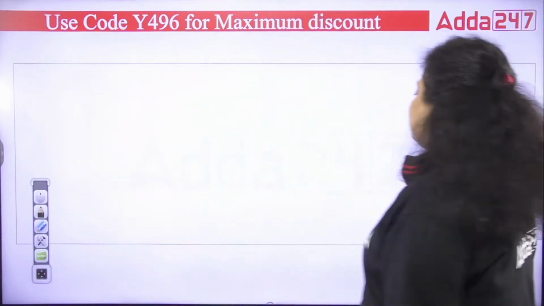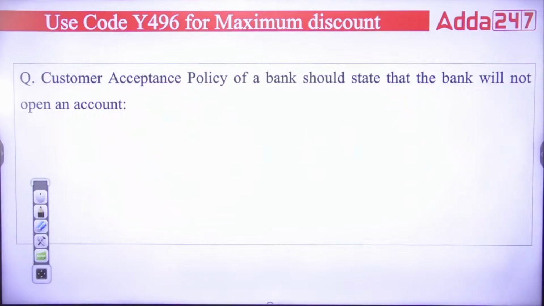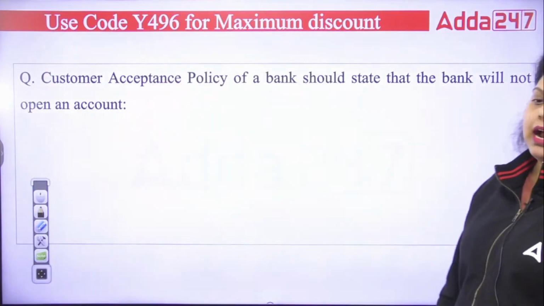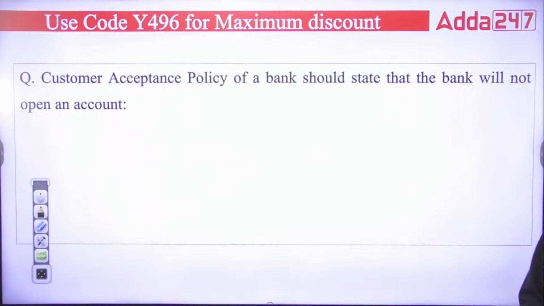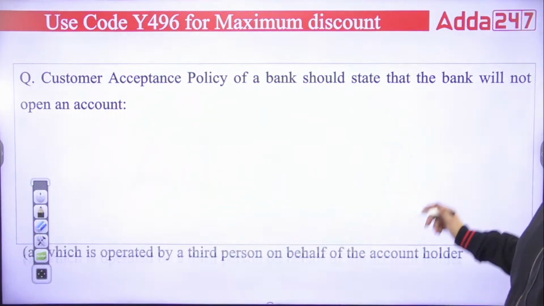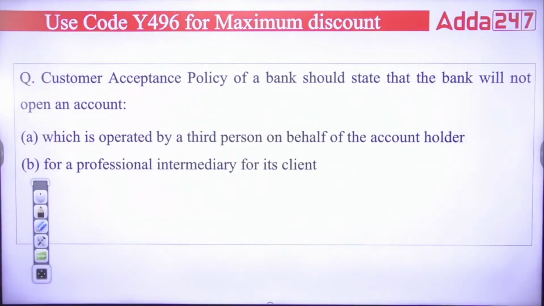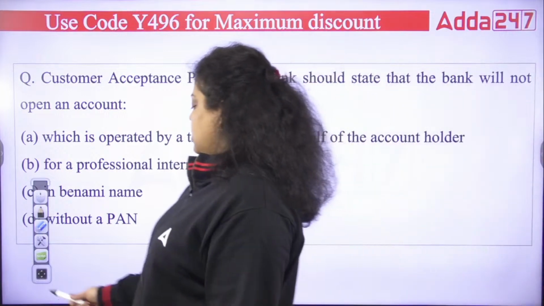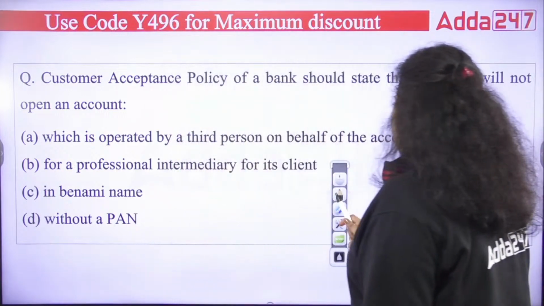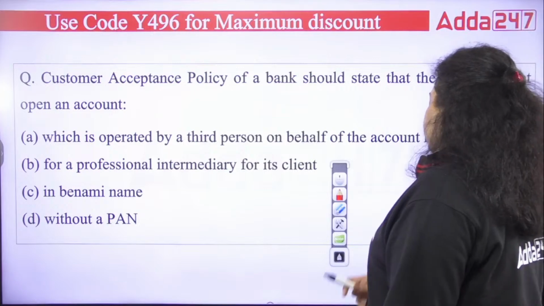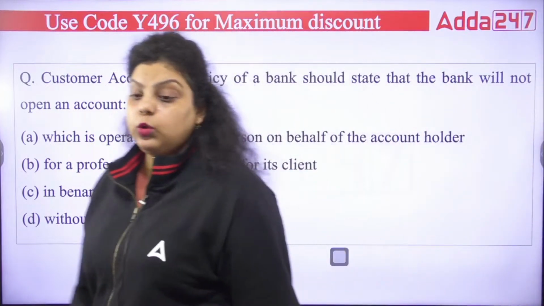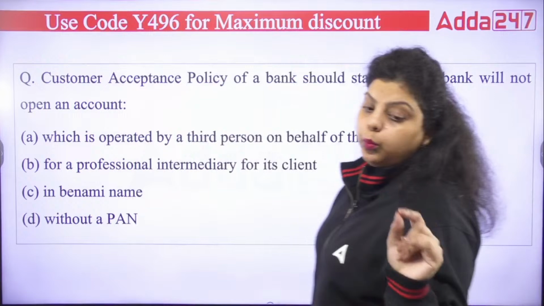Let's start the first question. It asks: the customer acceptance policy of a bank should state that the bank will not open an account in which of the following cases? First, which is opened by a third person on behalf of the account holder; second, for a professional intermediary for its client; third, in Benami name; and the last one, without a PAN, permanent account number. So what do you think? In which of the following cases should the bank not open a bank account?